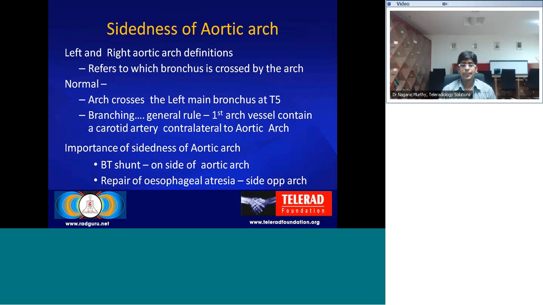It is important to know the sideness of the aortic arch. Left and right aortic arch definitions are based on the bronchus which is crossed by the arch. Normally, the aortic arch crosses the left main bronchus at the level of the fifth vertebra (T5), and the general branching rule is that the first arch vessel contains a carotid artery contralateral to the aortic arch. The importance of knowing the sideness of the aortic arch is that it helps in putting a BT shunt and in repair of esophageal atresia.